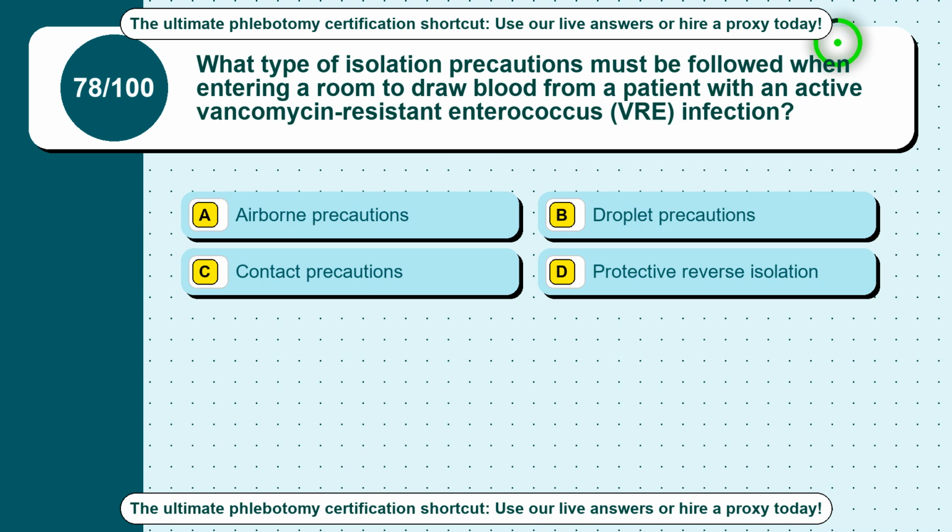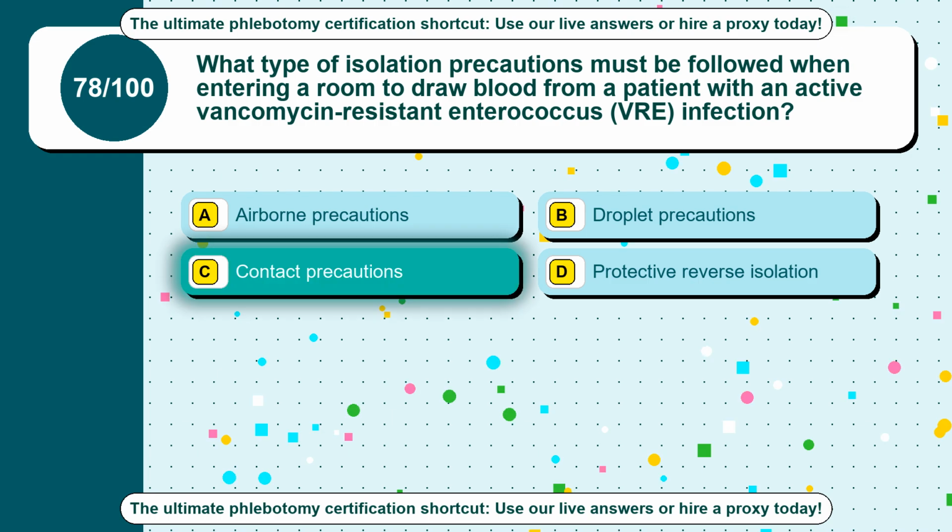Question 78. What type of isolation precautions must be followed when entering a room to draw blood from a patient with an active vancomycin-resistant enterococcus, VRE, infection? Option A, airborne precautions. Option B, droplet precautions. Option C, contact precautions. Option D, protective reverse isolation. The correct answer is option C, contact precautions.